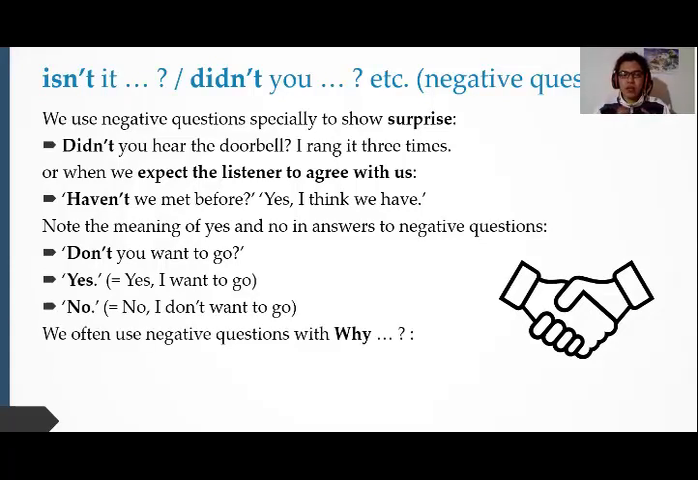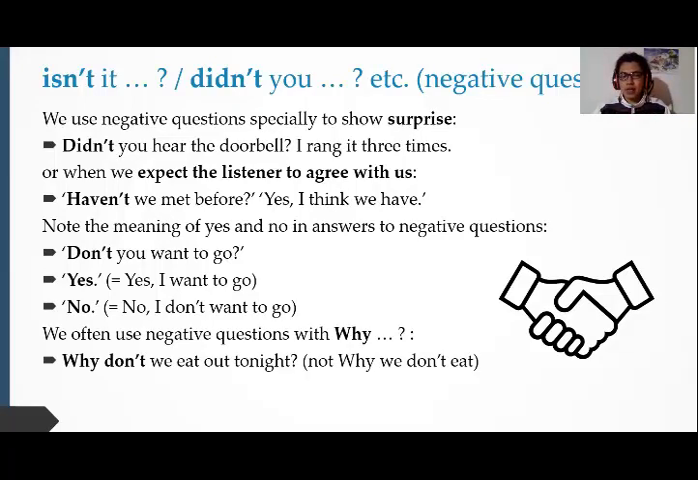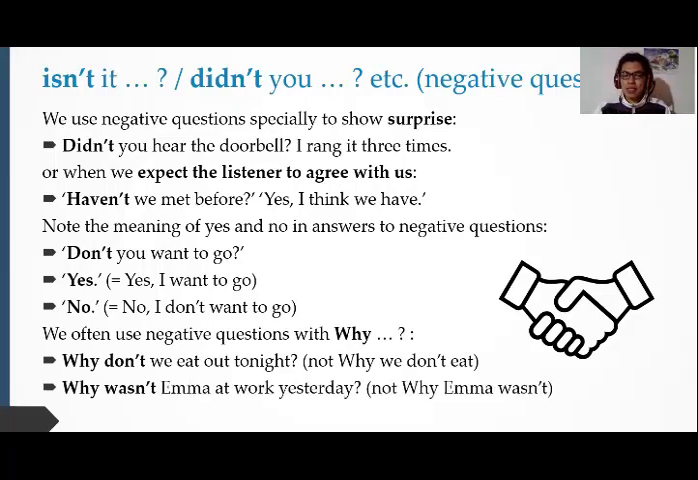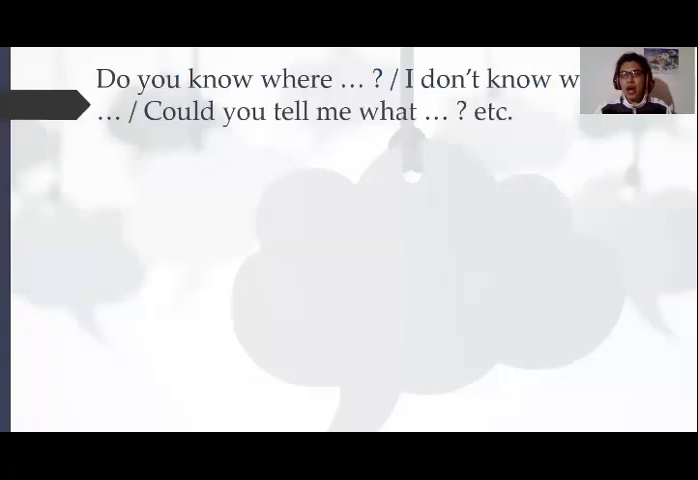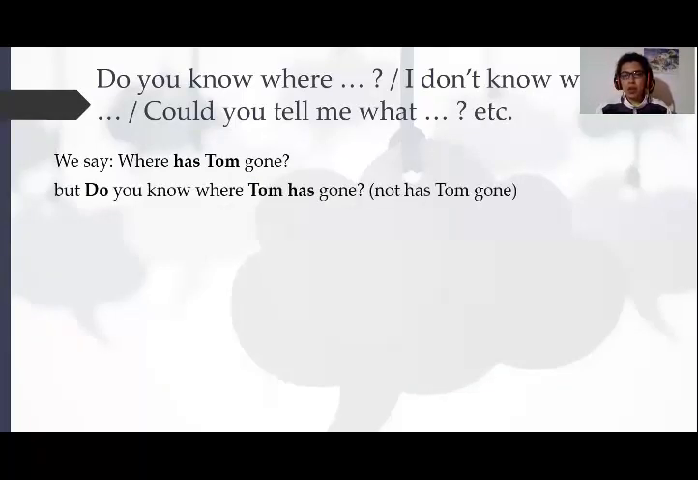We often use negative questions with why. For example, why don't we eat out tonight? Why wasn't Emma at work yesterday? Do you know where? I don't know why. Could you tell me what? Etc. We say, where has Tom gone? But, do you know where Tom has gone? Not has Tom gone.